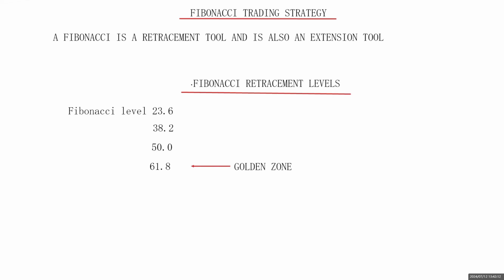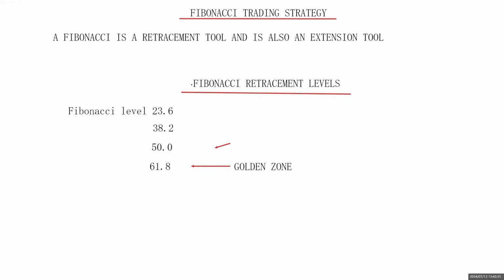Okay, and the 61.8 level should be watched out for whenever you are trading a retracement. This means if you have a trade entry opportunity in a retracement, the maximum you can trade to is the 61.8 Fibonacci level. Okay, so it's important we take note of that. While the 50.0 is also significant.